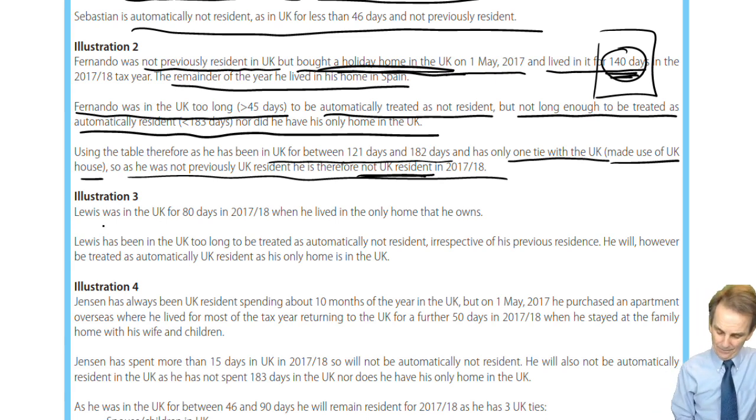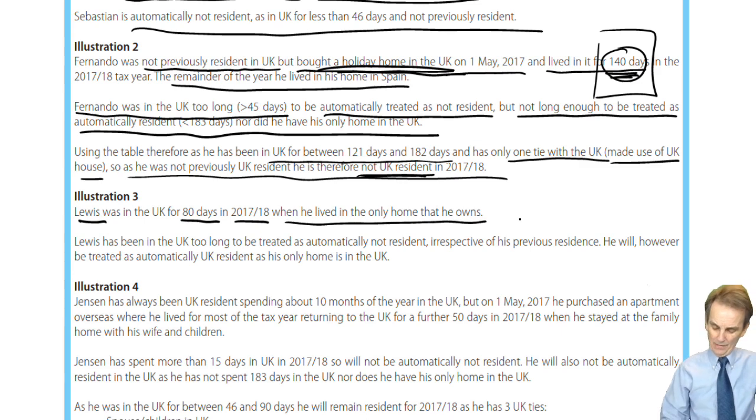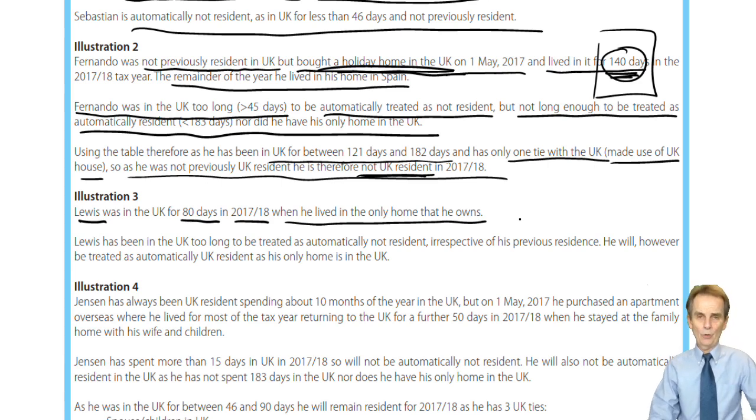Illustration 3. Lewis was in the UK for 80 days in our tax year when he lived in the only home that he owns. Now again, we're not given information about the past, but on that evidence, I think it would be clarified in the exam question, we may assume on that basis that Lewis was previously resident in the UK. If he were not to be, you would have to be told that.